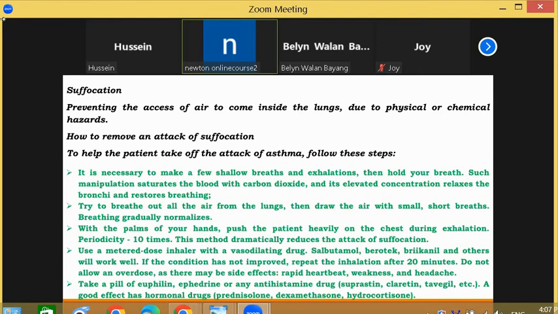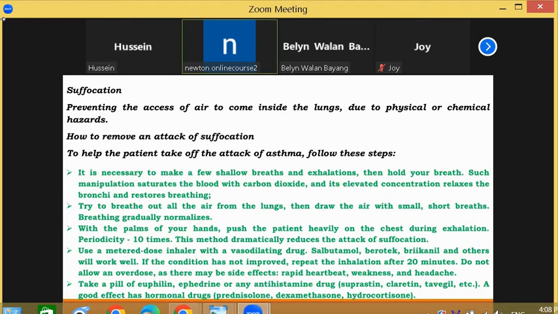The next one is suffocation. We finished choking, and suffocation is the same as choking. The patient will also have breathing difficulty. You know that if there are 4 or 5 members stuck in one room, they cannot breathe properly. That is called suffocation. It means preventing air from reaching inside the lungs due to a physical or chemical hazard. Some people work in too much chemical exposure or a very dusty area, so they will not get proper oxygen or good air. At that time the patient will have a problem breathing. That is called suffocation.